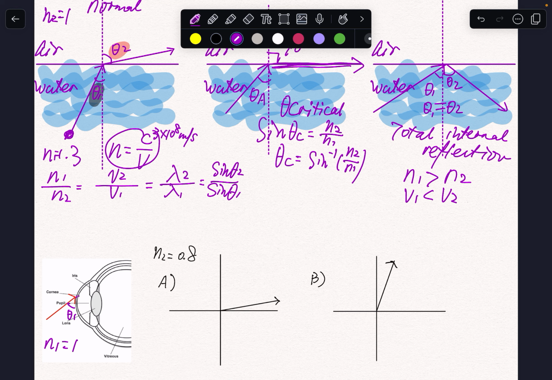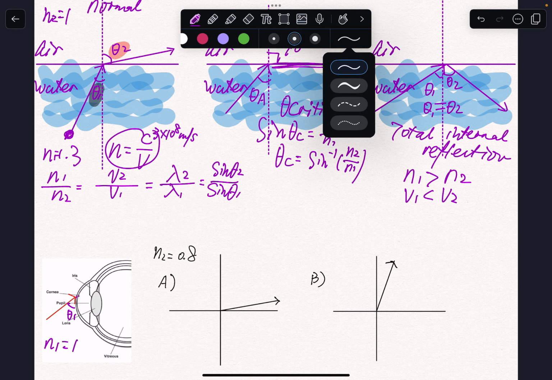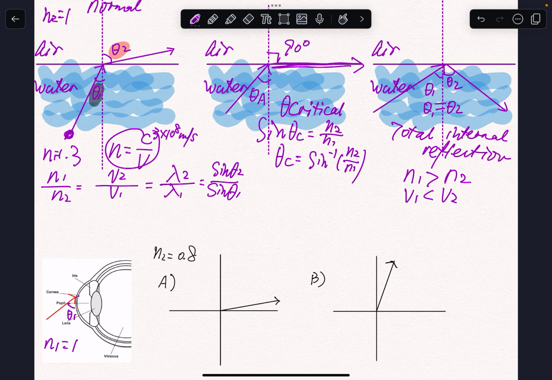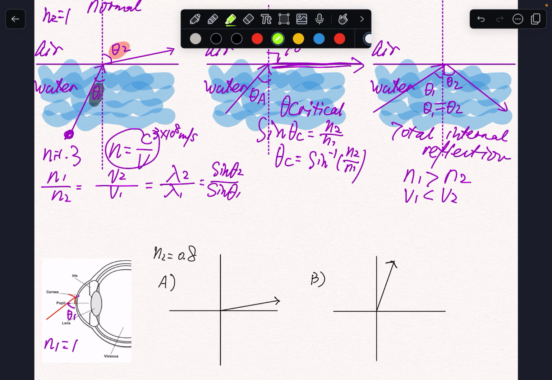Why? Because like I said, the normal line is pretty important. And when we talked about the water-air scenario, you have to realize our surface. Okay, I'm going to use a different color, a green one. So we have to realize our surface is really horizontal. So this gives me the vertical normal line, right?